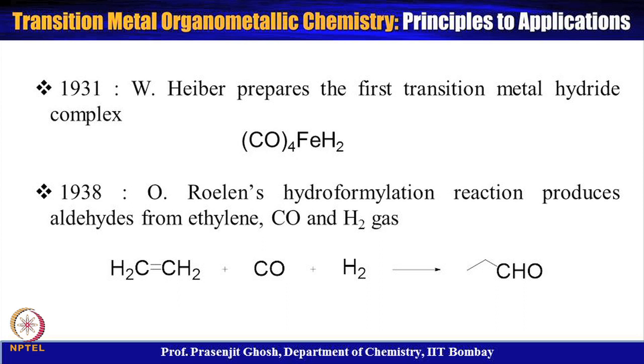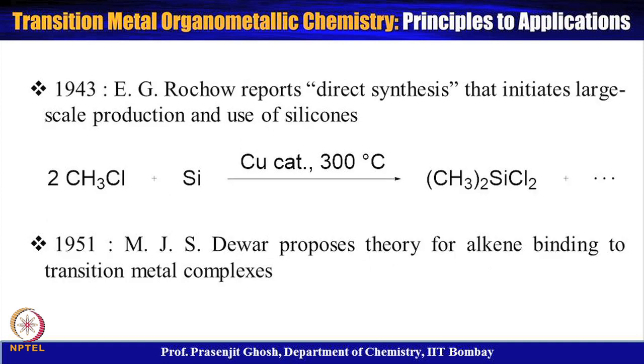Various organometallic catalysts, particularly rhodium and cobalt, were discovered for this transformation. In 1943, E. G. Rochow reported the first direct synthesis that initiated large scale production and use of silicones. The reaction used was methyl chloride with elemental silicon and a copper catalyst at 300 degrees centigrade, giving dimethyl silyl dichloride and other isomers. Silicon was also a commodity which was produced on a large scale in industry.